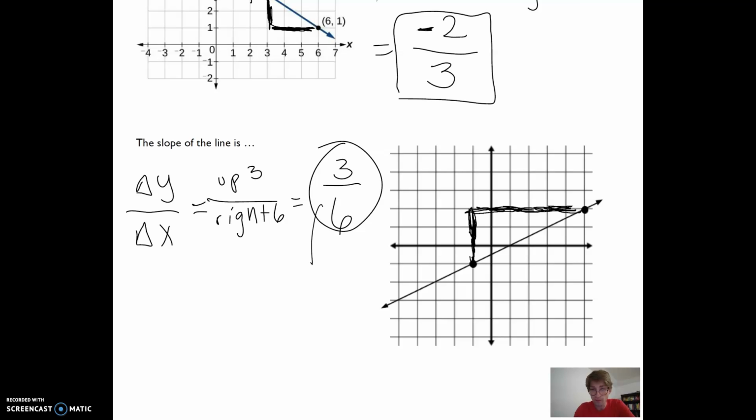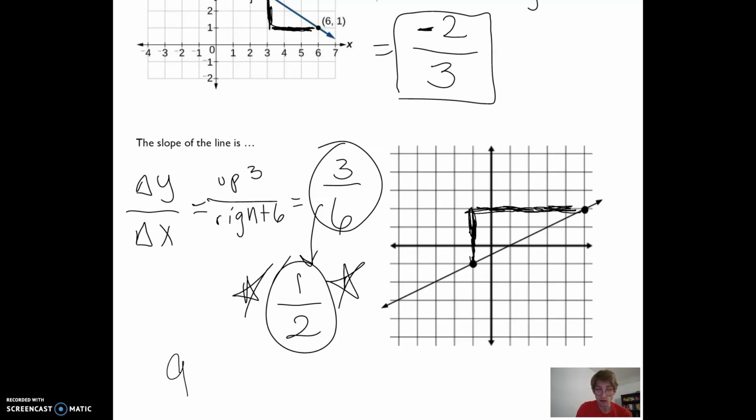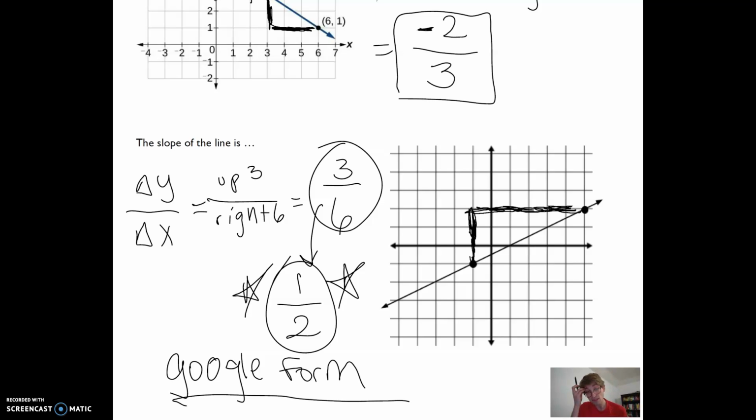There's my slope, but I'm not happy with that. I want you to simplify it. Our slope is 1/2 for this line. So go back, think about this, make sure this makes sense. There is a Google form posted on our calendar. I would like for you to go to that Google form and take the check for understanding. It's 2 multiple choice questions, just so I can see if this is making sense here.